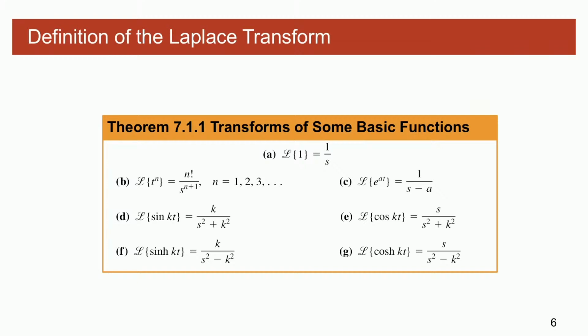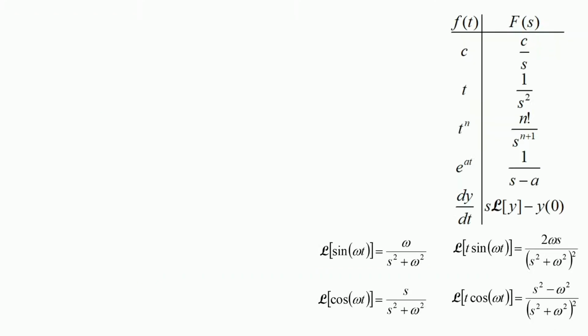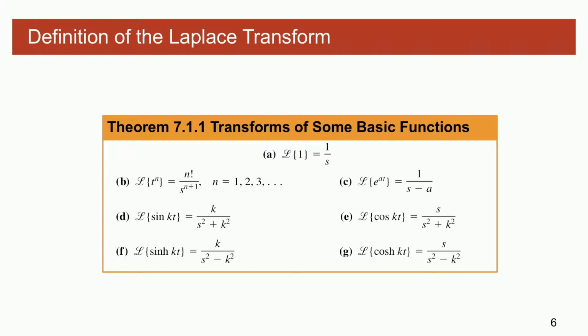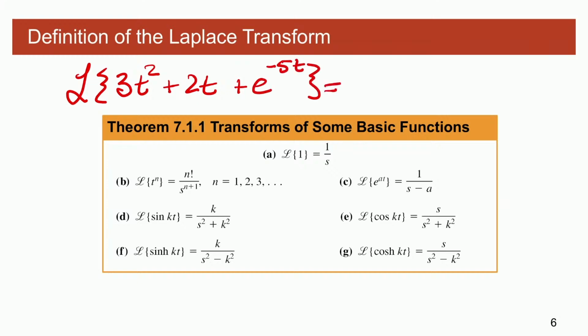We've already talked about this. In fact, let's actually employ this, and then we'll do the quiz. Let's see, there's a bunch of stuff there. Let's ignore that stuff at the bottom and stick with this stuff. So just for fun, we'll do the Laplace transform of something like 3t squared plus 2t plus e to the negative 5t, just to make it a little bit more interesting.